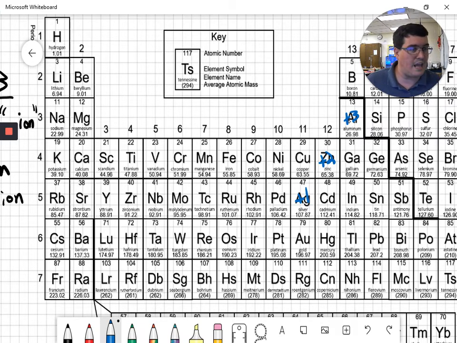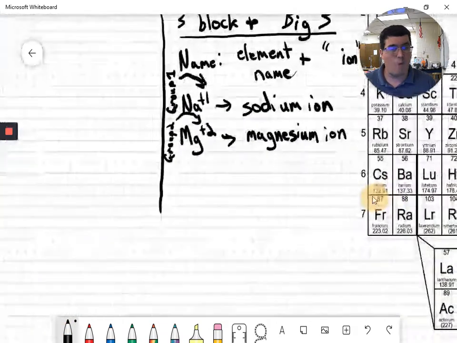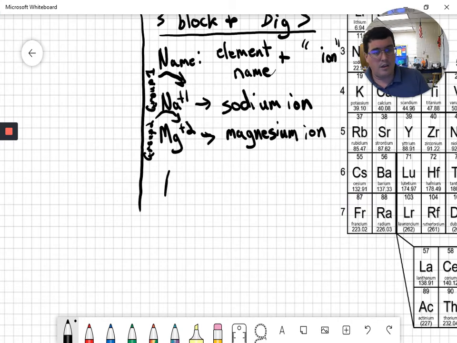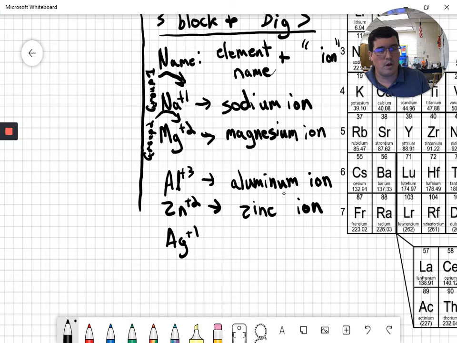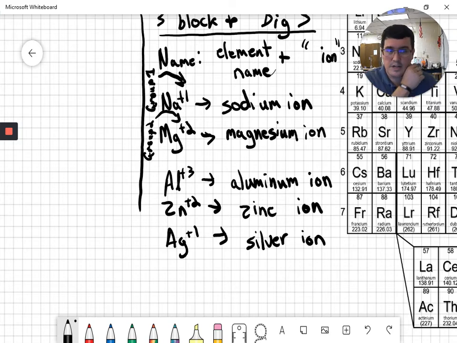Those are the big three elements that you just kind of have to memorize. The charge on those three elements is always the same. Al +3 is always the aluminum ion, or if you're British, the aluminium ion. Zinc is always +2, and that is always the zinc ion. And silver is +1. It is always the silver ion. Easy enough for those three.